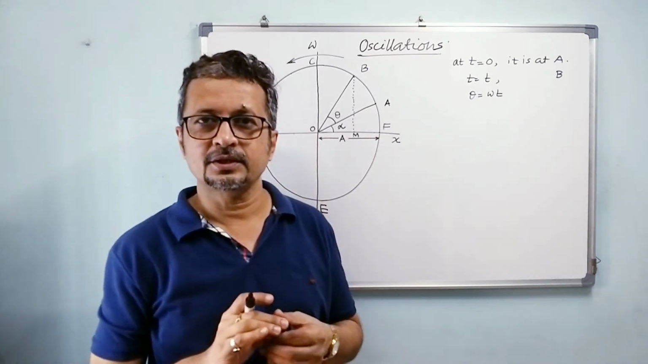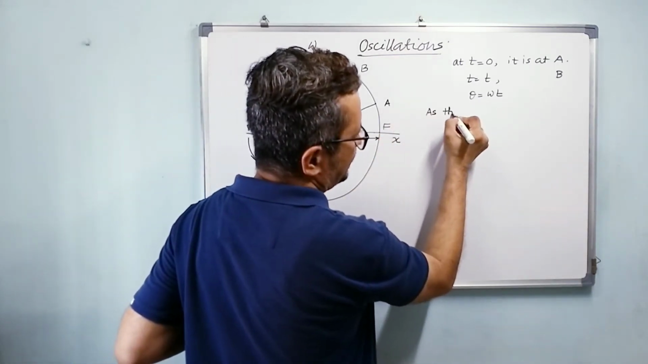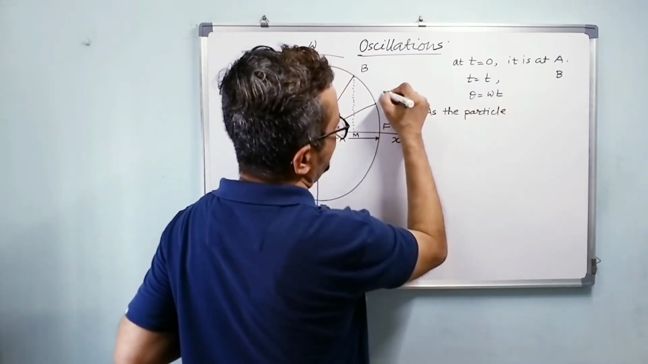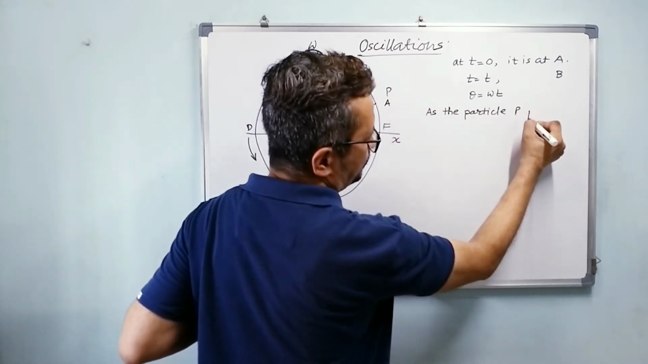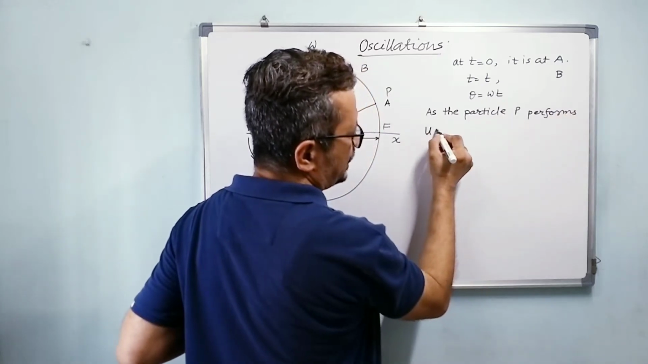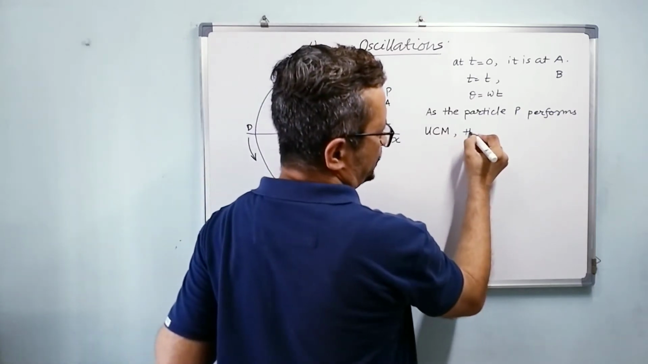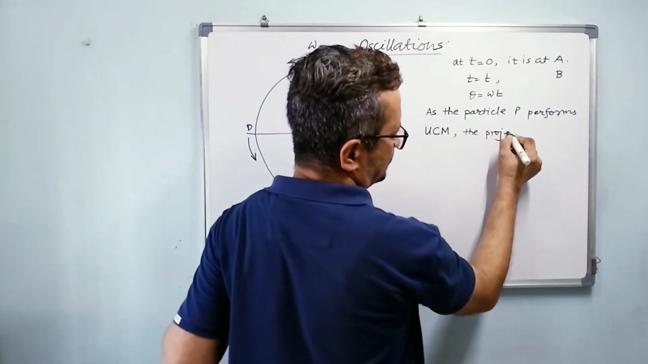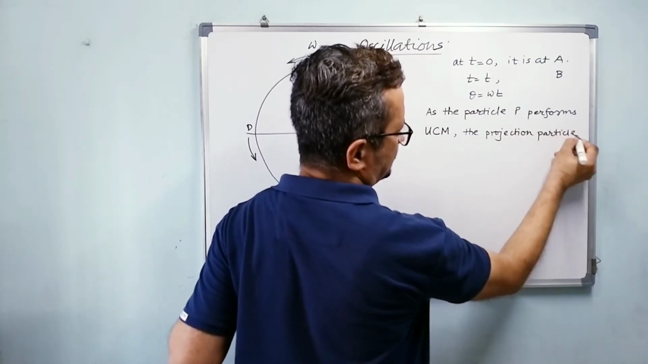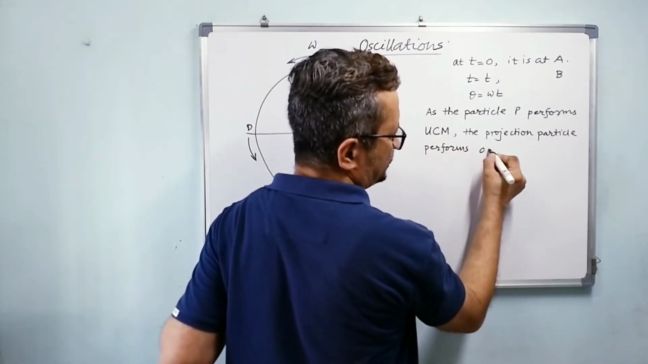Correct? So let me document it over here. So as the particle, let us call this particle P here. Particle P performs circular motion. I'll say uniform circular motion. The projection particle performs oscillatory motion.